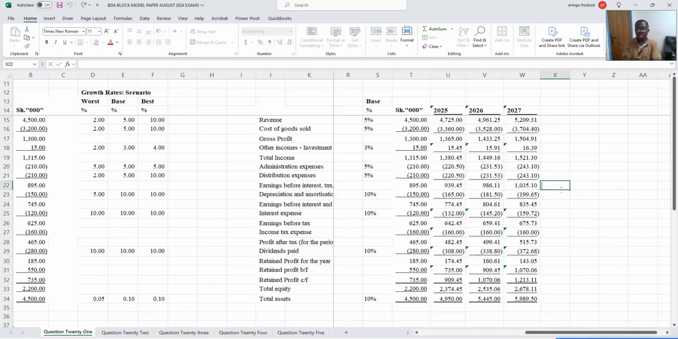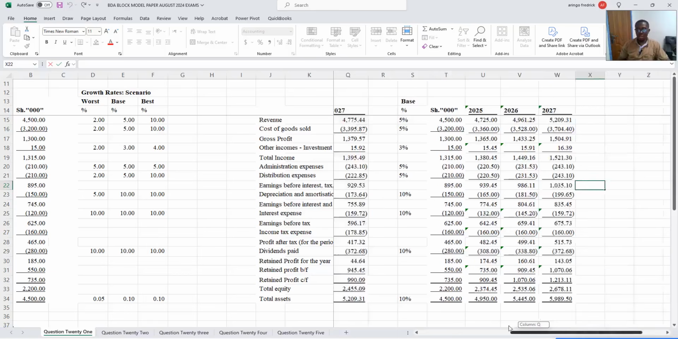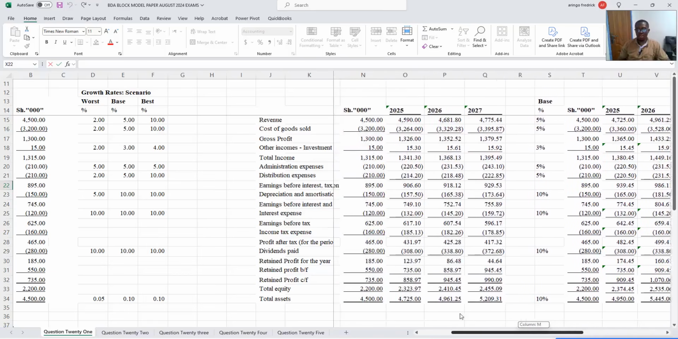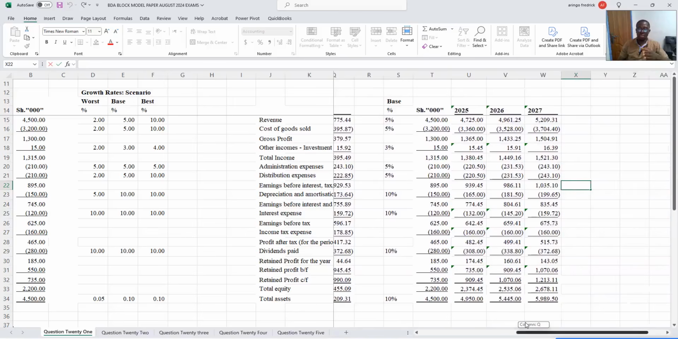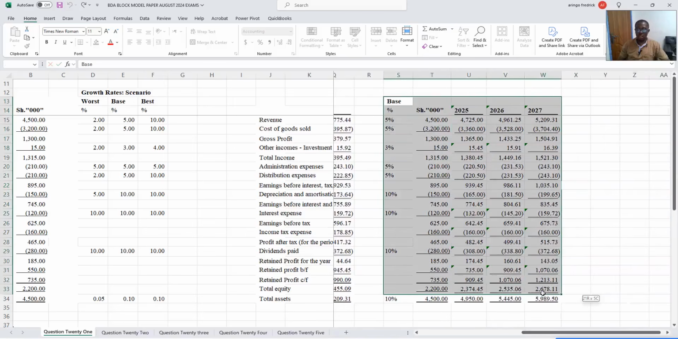So we've done worst, we've done base case scenario. The same procedure will also apply when you're looking at the best case scenario. Can you do that, or Mwalimu should do that? Yeah, Mwalimu should do that, right? So we've done for worst, we've done for base. Now let us do for the best case scenario. So the same procedure, we copy paste this one here.